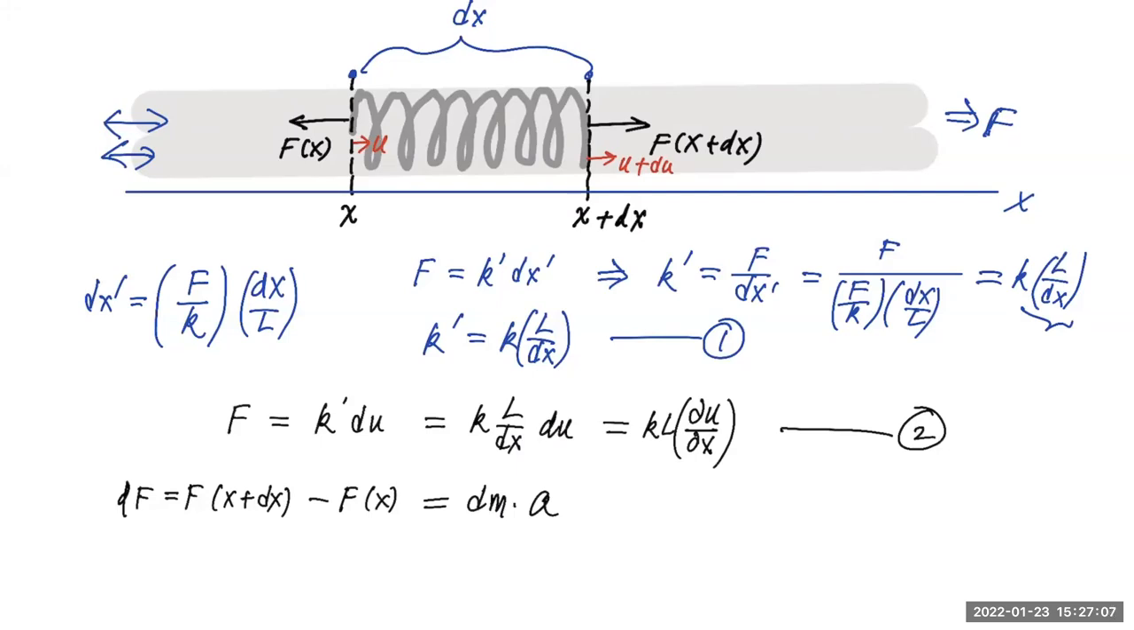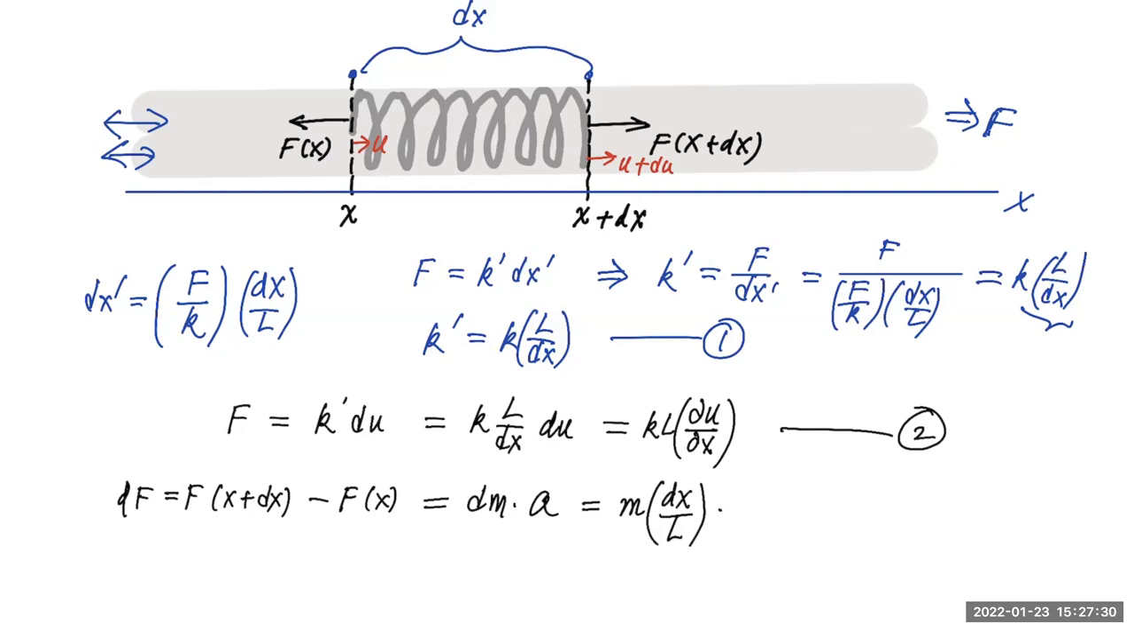What is dm and what is a? dm is part of the total mass. The total mass is m for the entire spring. And what fraction of m is that? That's dx over L. Again, if dx is 1% of the total L, then this dm is 1% of the total mass m. a is the second derivative of the displacement of this little segment.